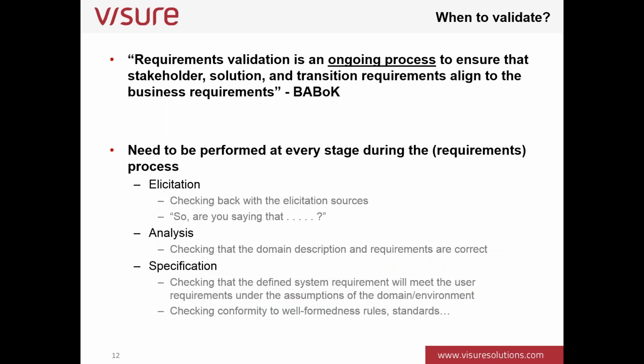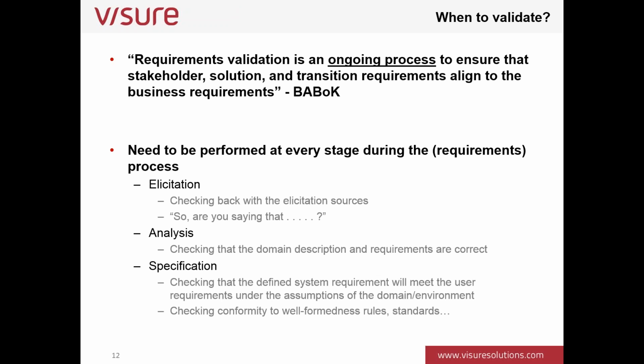Then, when do I have to validate? During which activity of the requirements process? Once again, as I mentioned before, those four activities in the requirements engineering, including the validation, are linked together and usually mixed together. So we can go back to the BABOK, the Business Analysis Body of Knowledge, to get a proper time frame for validating. Requirements validation is an ongoing process. The important thing is that it is an ongoing process to ensure that stakeholder, solution and transition requirements align to the business requirements.